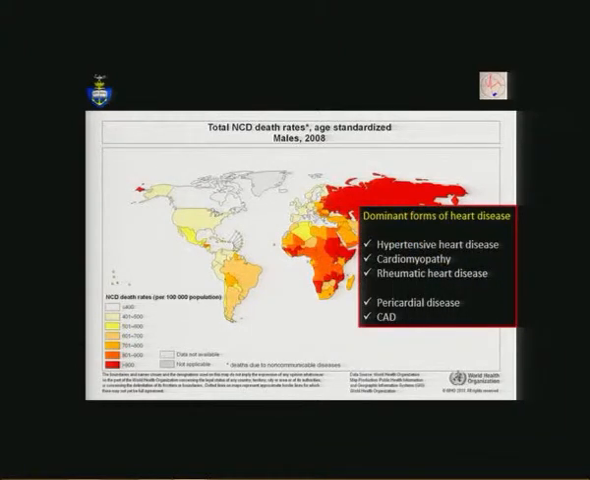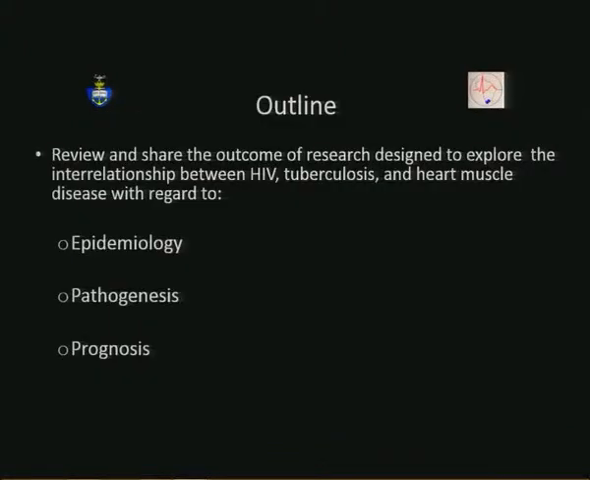You've just heard from Tino that hypertensive heart disease, cardiomyopathy, and rheumatic heart disease are the non-communicable diseases of relevance in this part of the world, followed by pericardial disease and emerging ischemic heart disease. And I'll be trying to interlink some of these diseases.